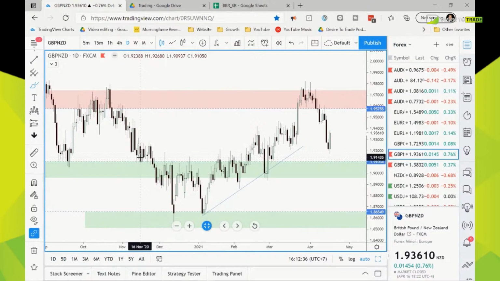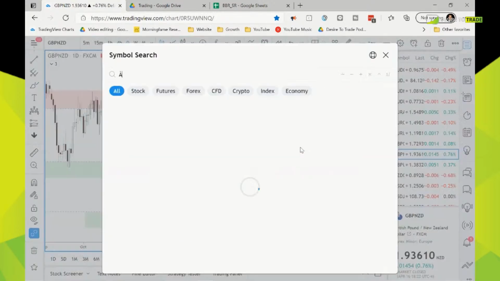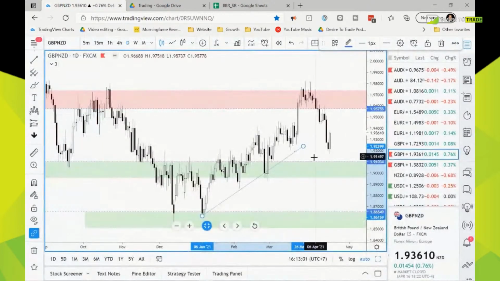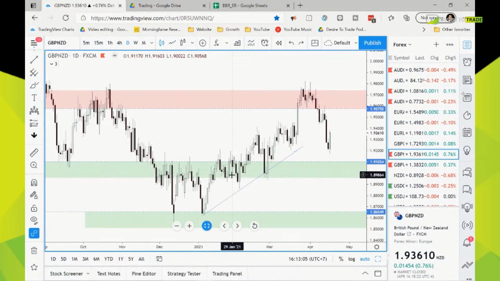We kind of bounced, but not so much in November. Then we broke down, we retested here many times. We broke above, we went out of level. We hit this high here at 1.97. But now we're coming back down over there to retest the zone, which to me sounds like a good place to look for bullish trades.